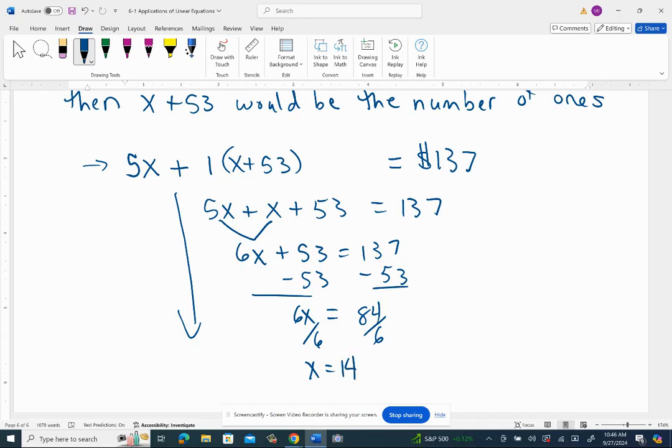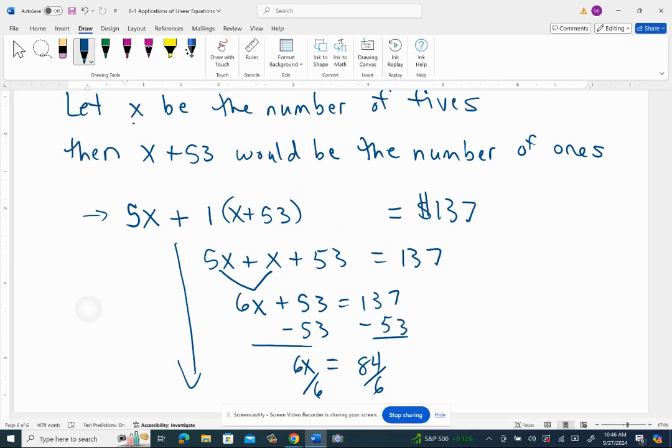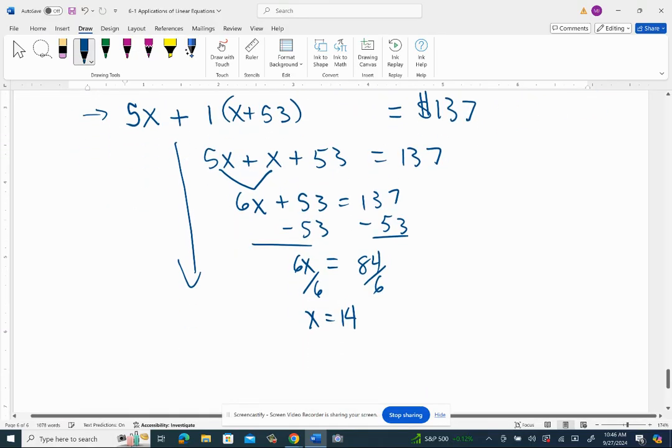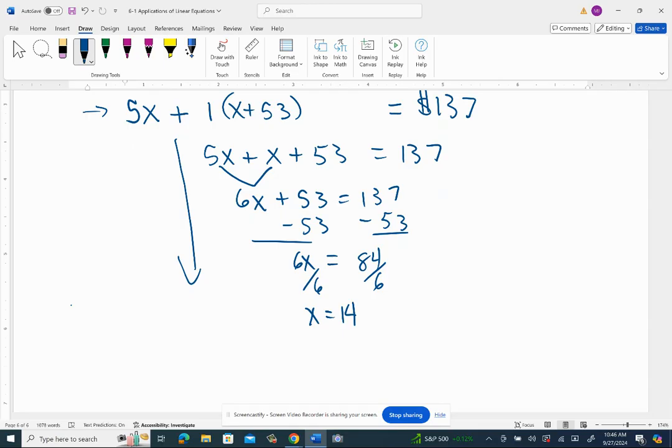Then I have to go back and look at what that 14 was. So remember, x was the number of fives. So she would have gotten 14 fives, and then we know that she had 53 more ones, so we would add 53 to that and get 67 ones. And they wanted how many of each she got, so you would say 14 fives and 67 ones.